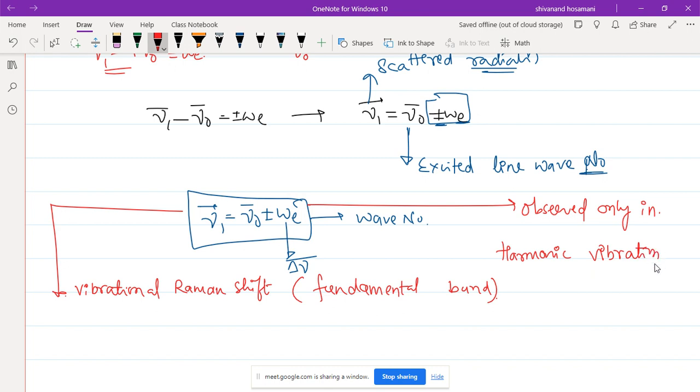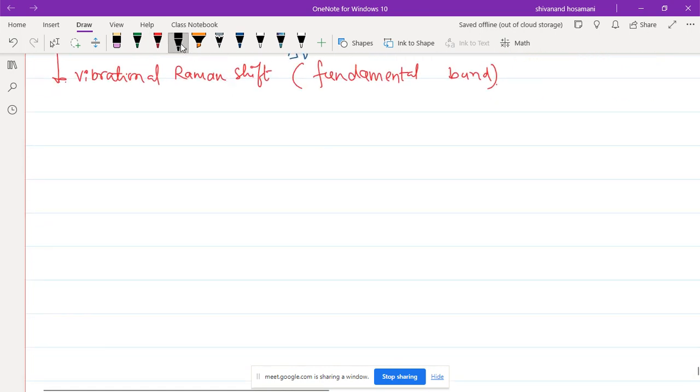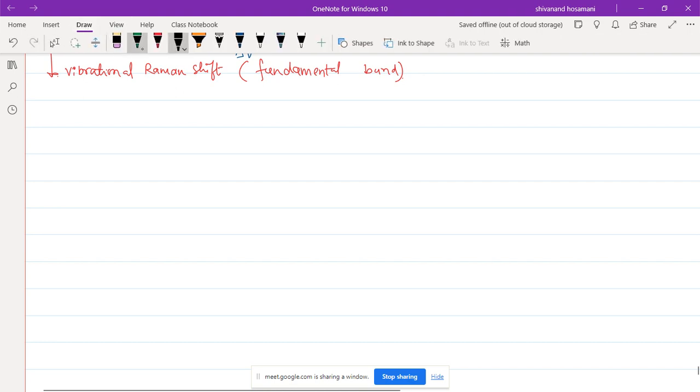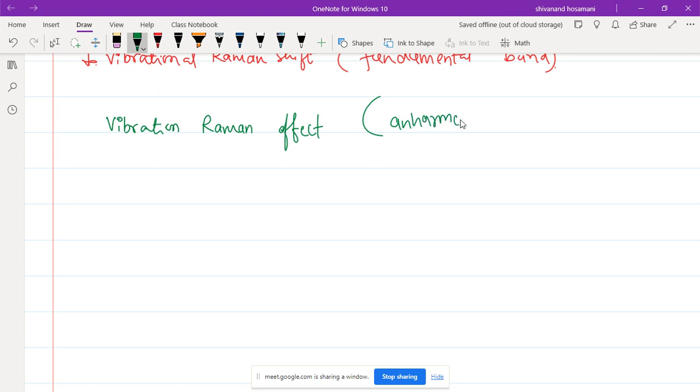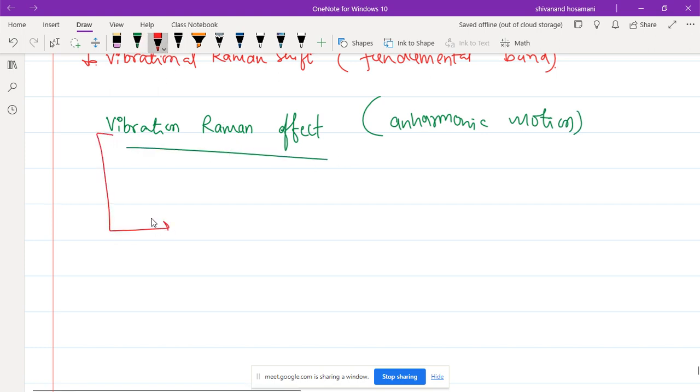You already got to the anharmonic vibration that we have discussed. What about the selection rules for anharmonic vibration? So let me define, that is vibrational Raman effect in case of anharmonic motion. Number 3, anharmonic motion: selection rules. For this, selection rules are delta nu equal to plus or minus 1 or plus or minus 2 or plus or minus 3, and so on.